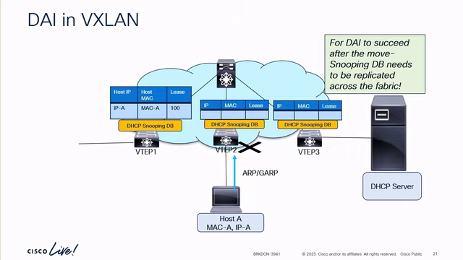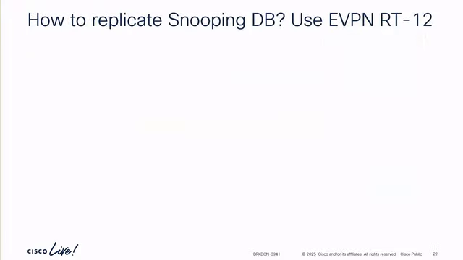What next? For DAI to succeed, this is the $1 million point: for DAI to succeed after a host move, the snooping database needs to be replicated across the entire fabric. The question is, how are we going to do that? For that, we take recourse to the control plane in VXLAN, BGP EVPN route type 12. So that's the new one we're going to talk about here. We all know about type 2 to send MAC and MAC-IP information in the network. We are also familiar with type 5, which advertises prefixes.